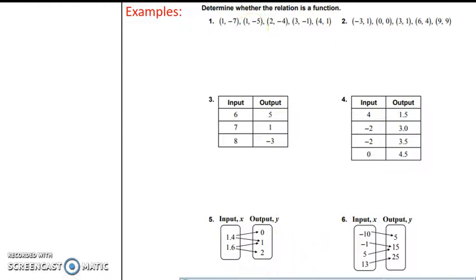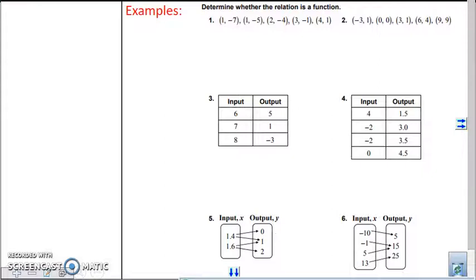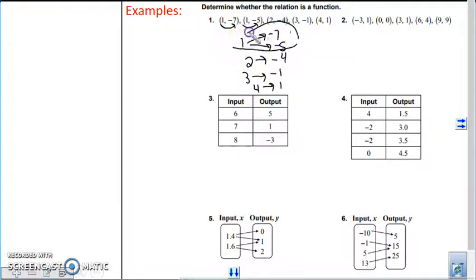So, a different set of examples for function and relation. Determine whether this is a function. Everything's a relation, but not everything's a function. Okay, so 1 goes to negative 7, but 1 also goes to negative 5. 2 goes to negative 4. 3 goes to negative 1. And 4 goes to negative 1. Since 1 goes to 2 numbers, this is not a function.